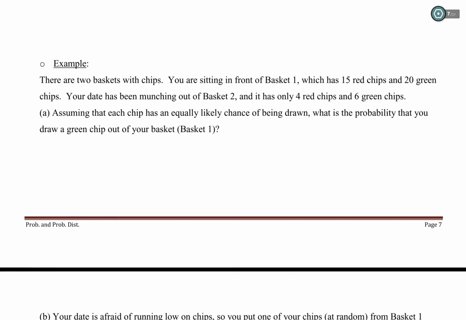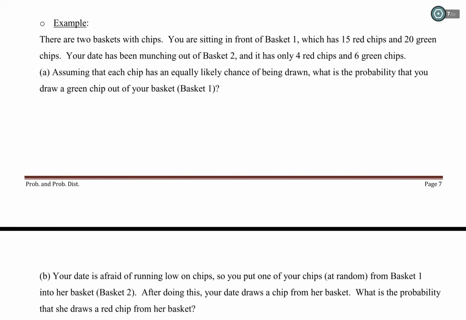Okay, moving along, here's a probability example that ties together several of the rules that we have seen so far. Pretty lengthy example, so you may want to hit the pause button and take a break here. Okay, so you have 2 baskets here. You have basket 1 and basket 2. Warm-up question in part A. Assuming that each chip has an equally likely chance of being drawn, what is the probability that you draw a green out of basket 1?